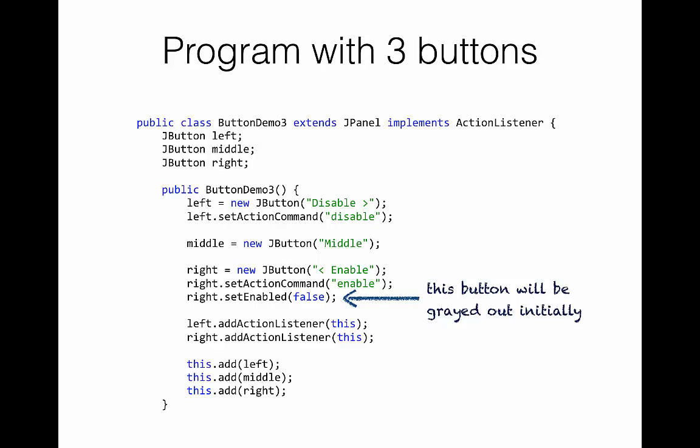After initializing the buttons, we add the ButtonDemo3 object, which, remember, is also the content pane. We add the ButtonDemo3 object as an action listener to both the left button and the right button. Then we add all the buttons to the content pane.